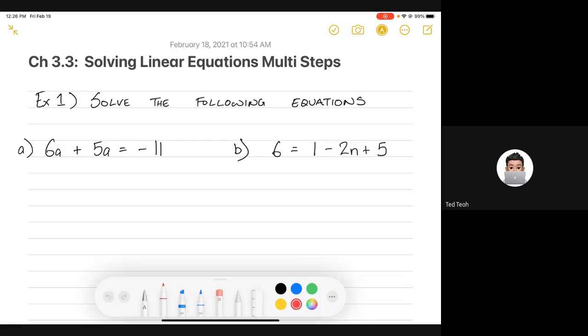All right, we're going to learn solving linear equations with multiple steps. So we're going to be combining adding, subtracting, multiplying and dividing all together. And you're going to notice these questions are a little bit different than the other two sections. You're going to have multiple letters in the questions.